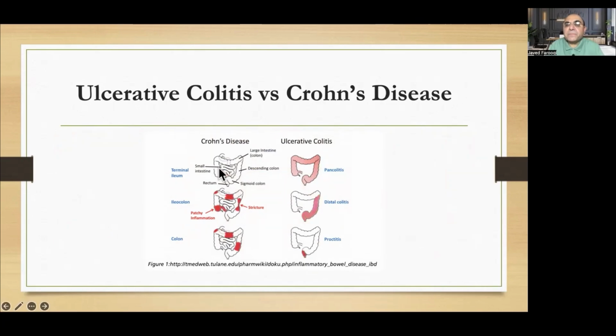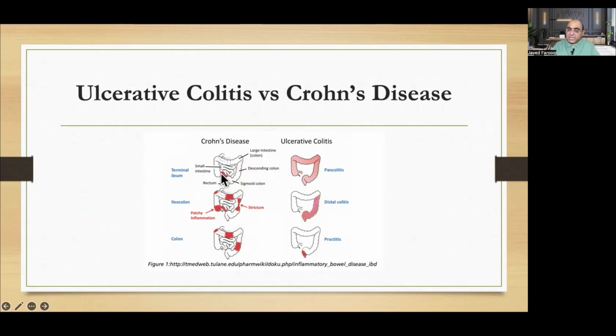This is the classification of the extent of the disease. In ulcerative colitis, you see proctitis when it involves only the rectum, then distal colitis, rectum and the descending colon, then pancolitis, the whole colon, and even backwash ileitis. While in Crohn's disease, it may be just colonic disease, it may be ileocolonic when the colon and ileum both are involved, or it may have terminal ileum involvement.